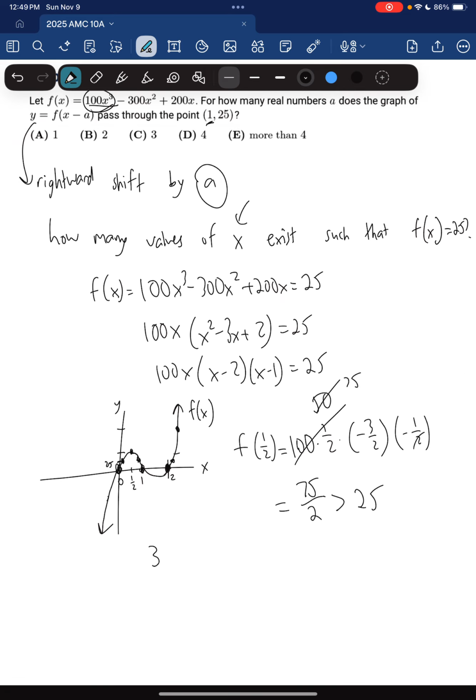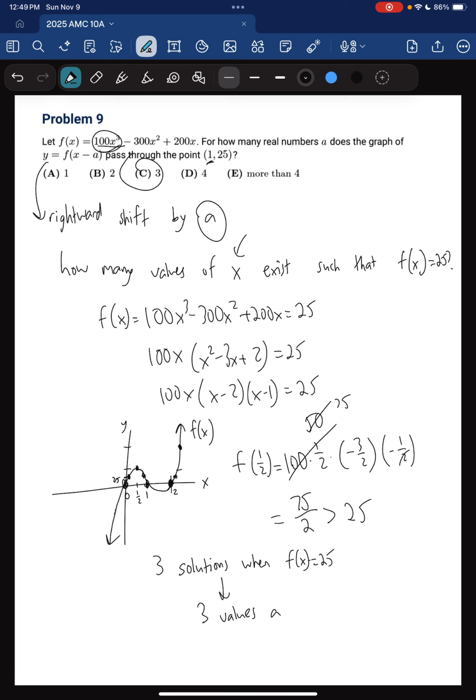So we'll have 3 solutions when f of x equals 25. So there are going to be 3 values of a, like how much you shift this graph so that one of these would be when x equals 1. So the answer is C.